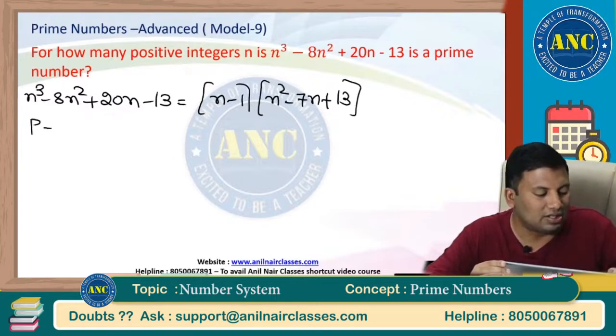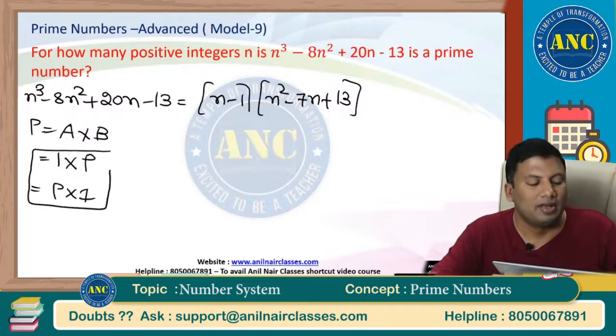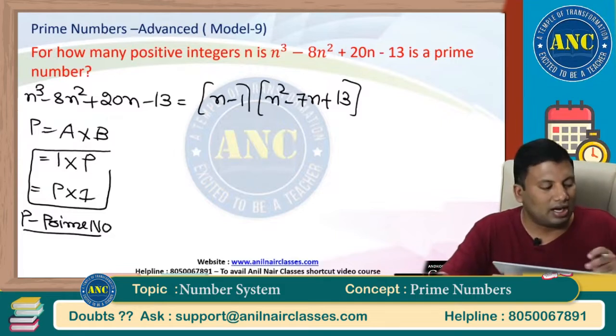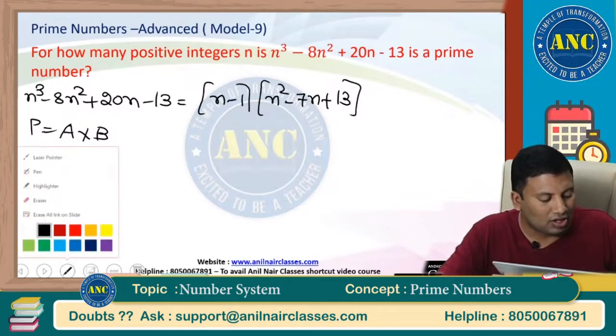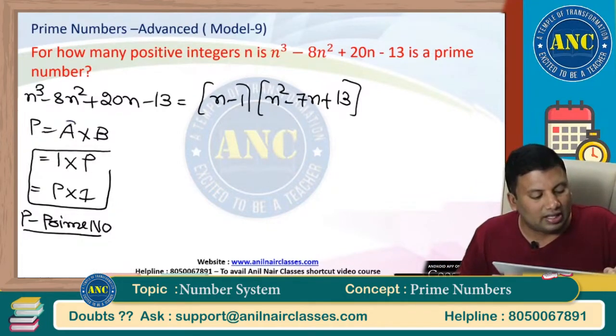If p is equivalent to a into b, if I can write it as only two factors, 1 and the number itself, 1 into p and p into 1, then p is called a prime number. A prime number has got only two distinct factors, that is 1 and itself. So either a can be 1 or b can be 1.